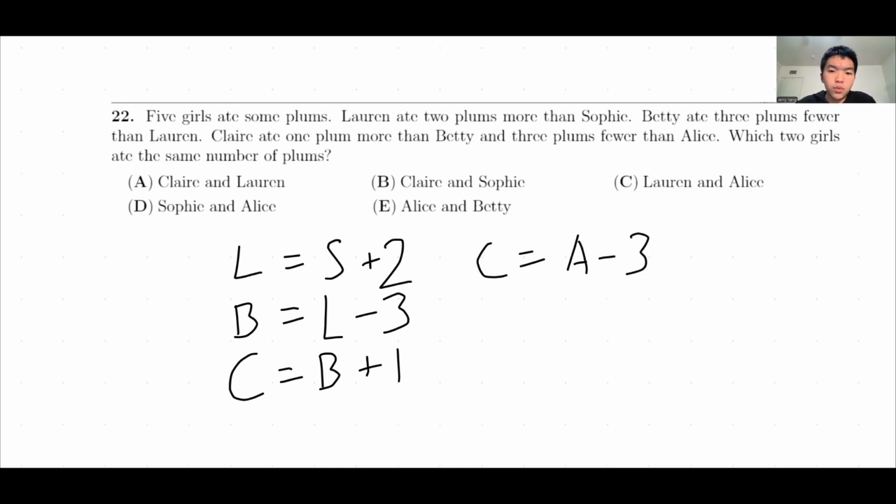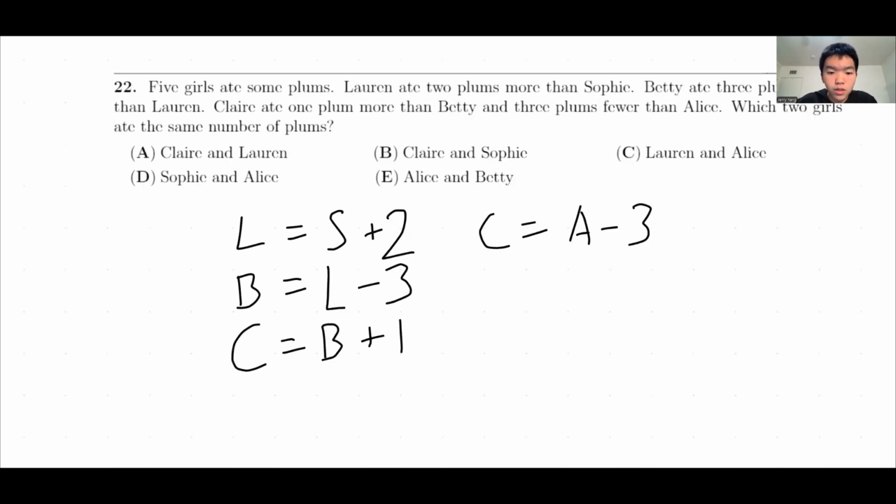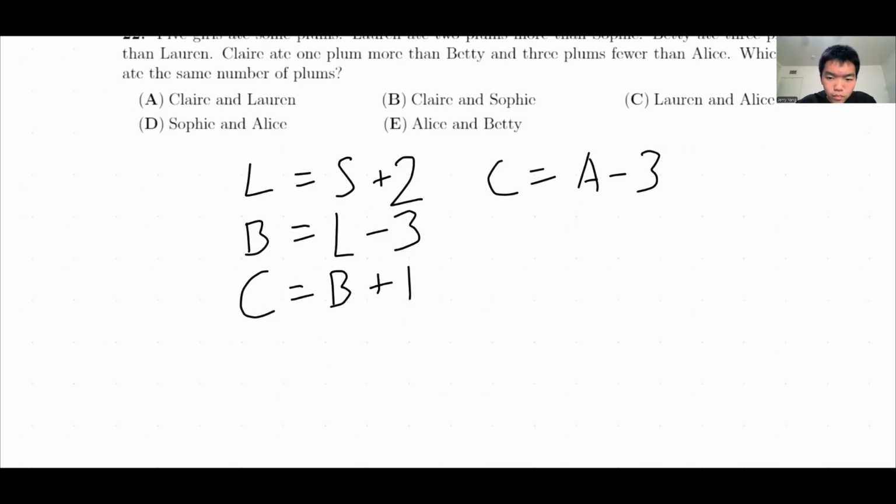Let's see. So we know that all of these are going to be unique numbers except for 2 of them. So what we can do actually, since we already have two equations that talk about Claire, let's just continue with Claire. So let's see. We can't plug in A because we're not given Alice anywhere else, but let's plug in Betty. So then we get C equals L minus 3 plus 1. Now what does that tell us? That means C equals L minus 2. Now that doesn't really match up with anything else now, does it?